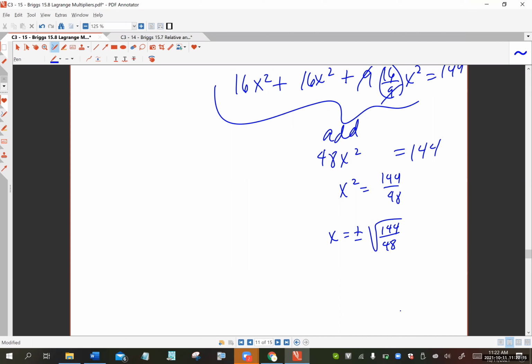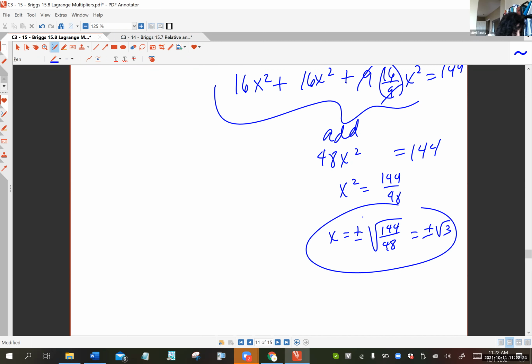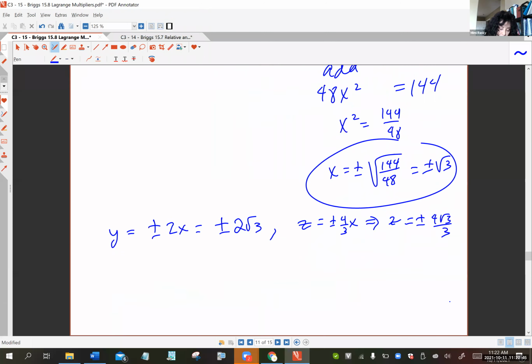I'm gonna guess 3. Yeah. So this reduces to plus or minus square root of 3. Cool beans. Now, since y is equal to plus or minus 2x, y is going to be plus or minus 2 square root of 3. And since z is equal to plus or minus 4/3 x, we have that z is plus or minus 4 square root of 3/3. Okay, now what?